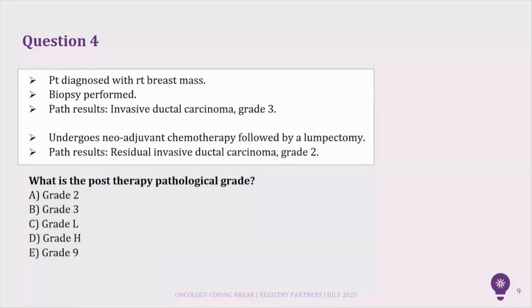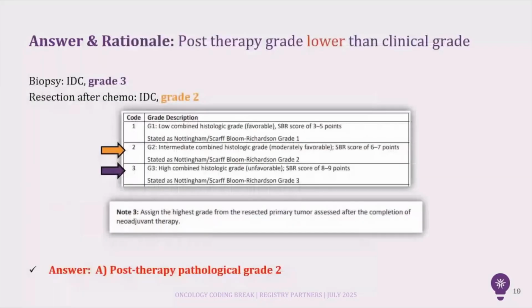So the biopsy was grade 3, after resection grade 2. So if you look at the general rules for post-therapy pathological grade, it says to note 3 to assign the highest grade from the resected primary tumor after the completion of neoadjuvant therapy. So we cannot use the grade from the biopsy because that was not after neoadjuvant treatment. So we will look at the breast grade table and we will code grade 2. Okay, next question.